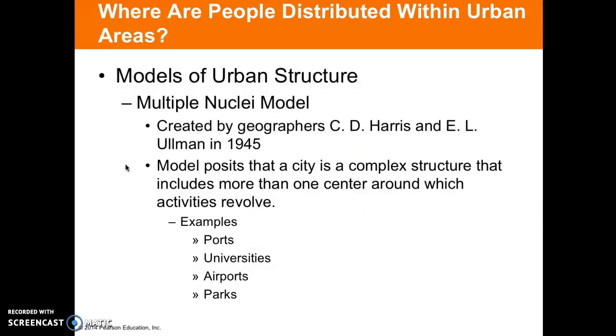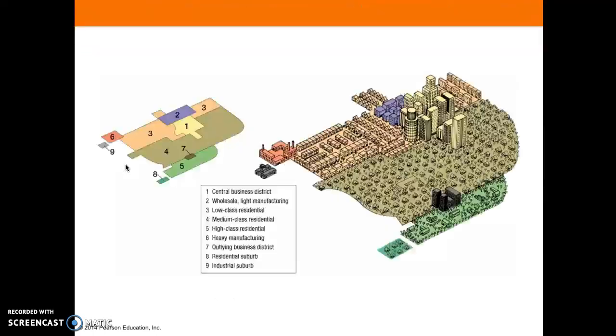So then in 1945, geographers Harris and Ullman created what's called the multiple nuclei model. And in this model, they looked at the idea that the city was more complex than the first 2 models looked at, and that there was more than one center. And so the central business district isn't always the only place that can draw people into a city. And so the multiple nuclei model looks at the idea that places are divided up by whatever's pulling you to live in the city.